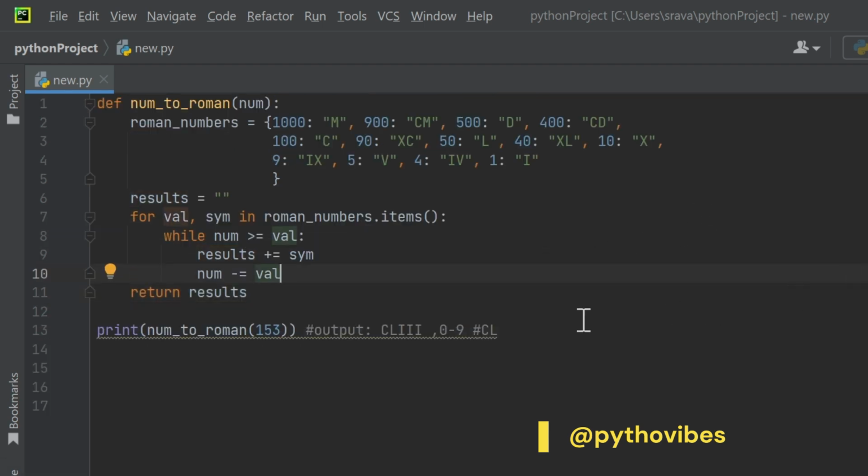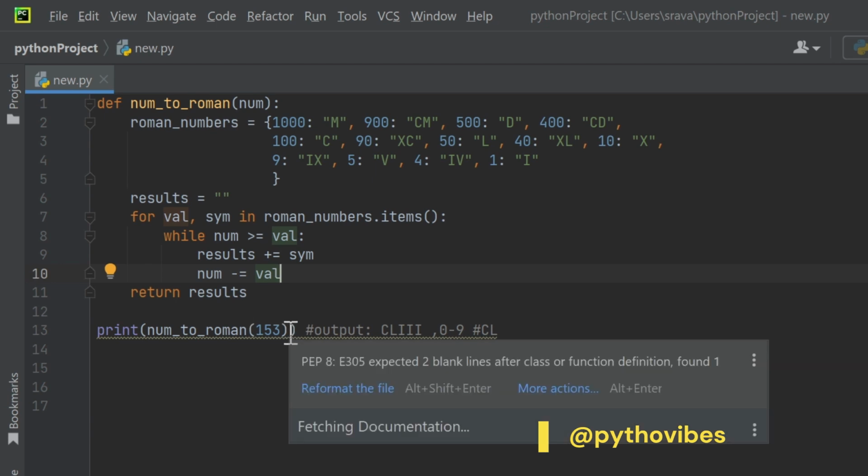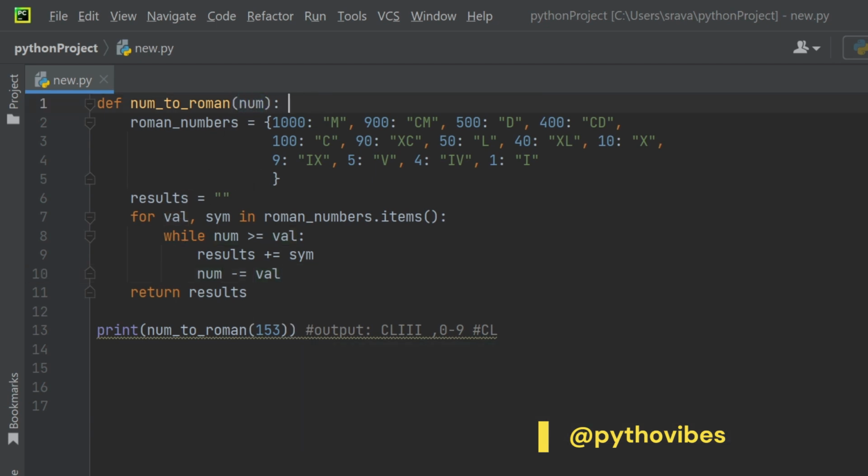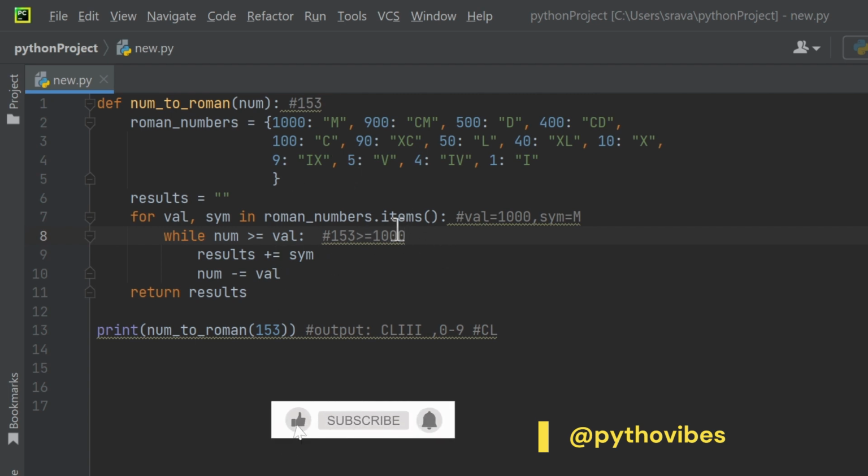Let me explain what is happening in here. When we pass 153 as an input, we will get this 153 into this function as the input number, and we have already initiated this dictionary as well as the results string to keep our output. Now here I am using a for loop and trying to get items, both key and value pairs. For the first iteration, I will have value as 1000 and symbol as capital M. It checks whether this 153 input number is greater than or equal to the value 1000. No, it is not greater than 1000.